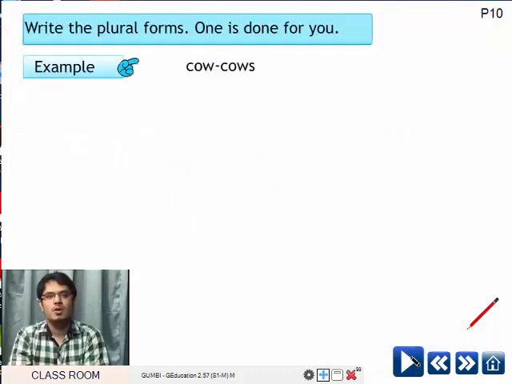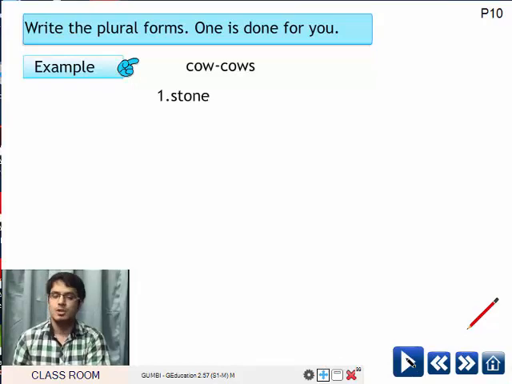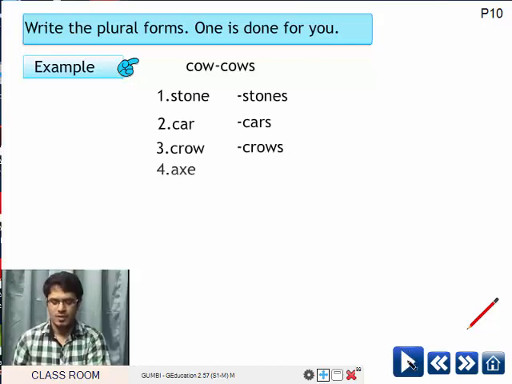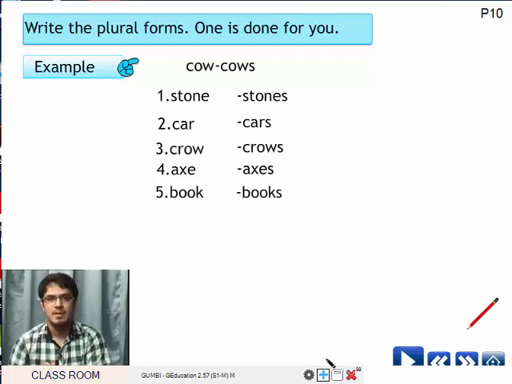Most of the plurals are formed by a simple addition of s to the singular. Cow, cows. Stone, stones. You have to add just s to it. Car, cars. Crow, crows. Axe, you have to add just s, so axe becomes axes. Next, book, books. So in a few cases we make mistakes.